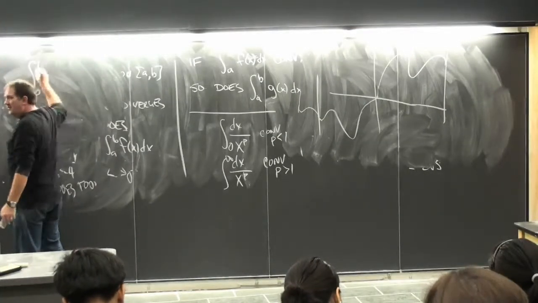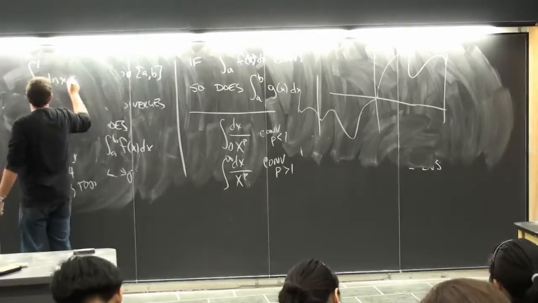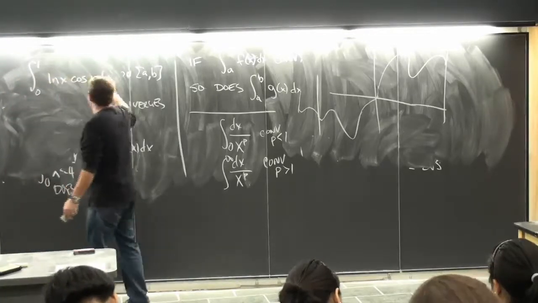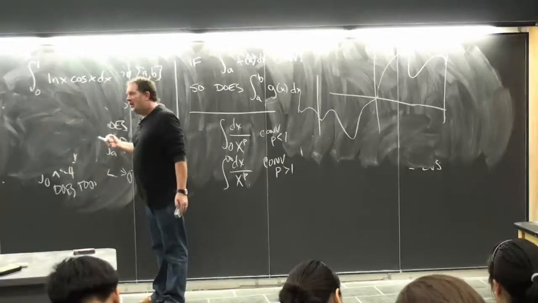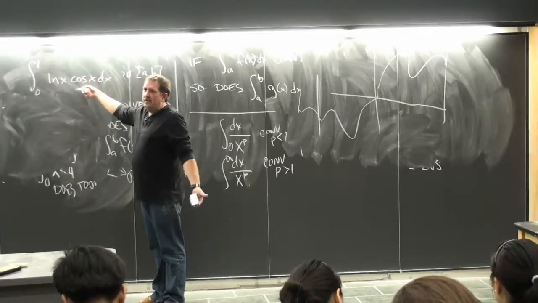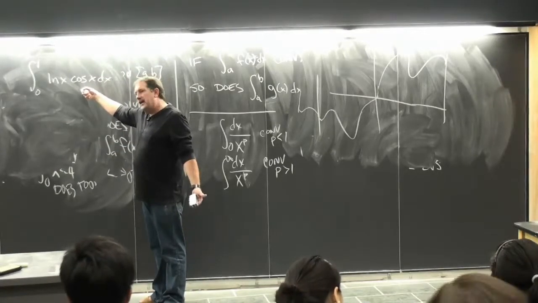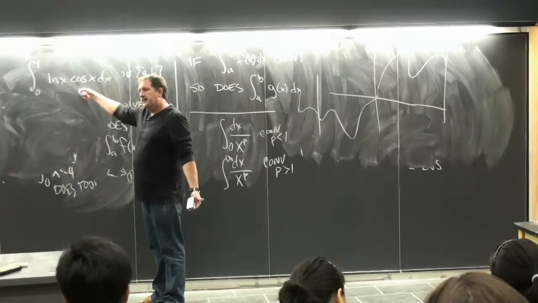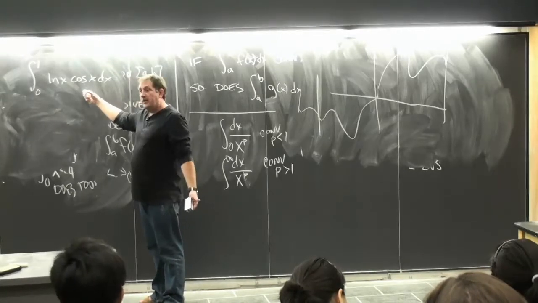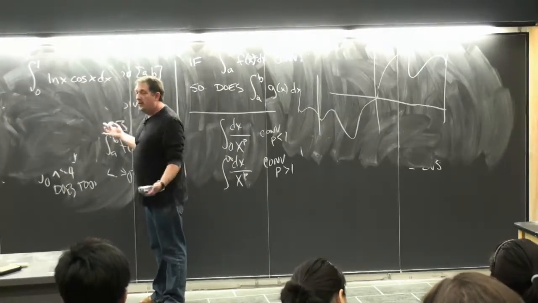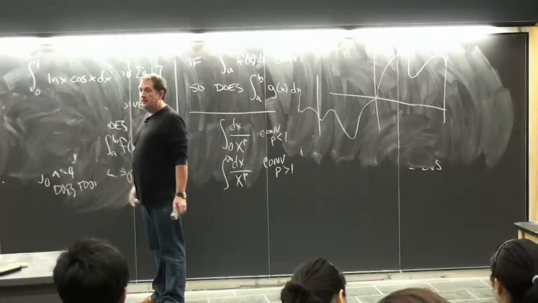0 to 1, log, cosine, something like that. So you try and plug in, you get infinity. It's no good. You can't use Simpson's rule directly. So instead, you integrate by parts. Gives you something where you can, as long as you take limits.